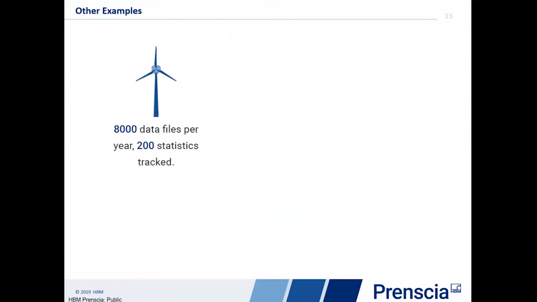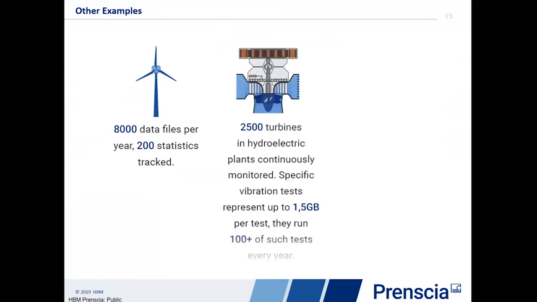In wind power, you're looking at a wind farm with, say, 40 wind turbines. That would be collecting 8,000 data files per year. And from those files, for every wind turbine, there'd be 200 different statistics that would be tracked either directly or calculated in order to monitor the health or condition or operation of those wind turbines. So that's just for one 40 wind turbine farm.